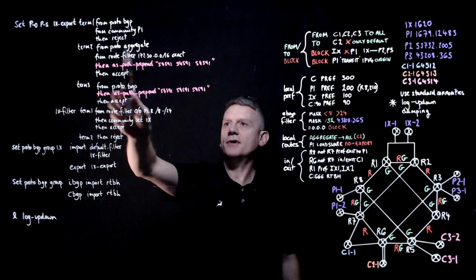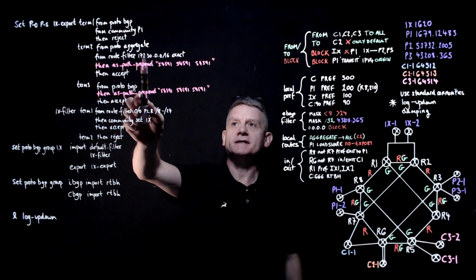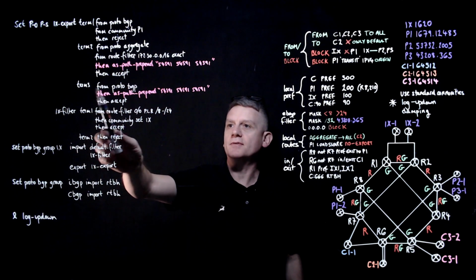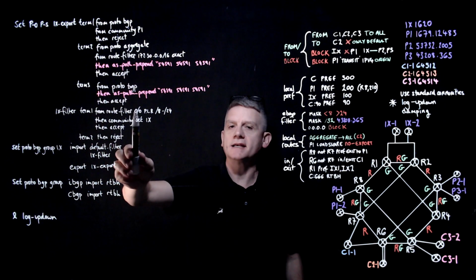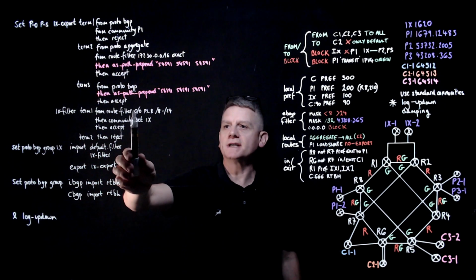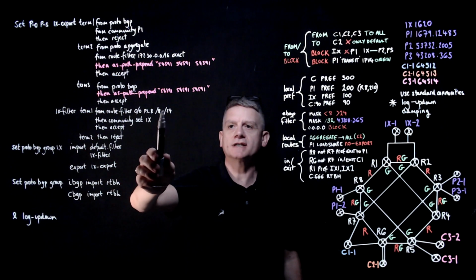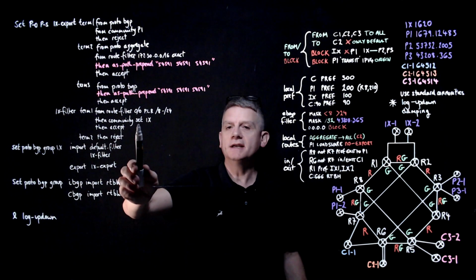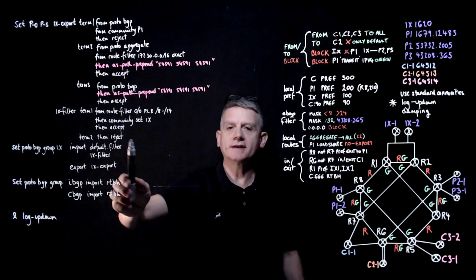reject. From protocol aggregate, from route-filter 172.30.0.0/16 exact, then accept. Then from protocol BGP, then accept. And then the inbound one, the filter: from route-filter 0.0.0.0/0 prefix-length-range /8-/24, then community set Internet Exchange, then accept, and then this extra term: reject.